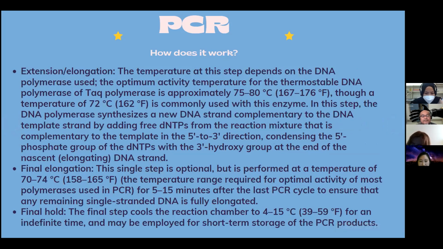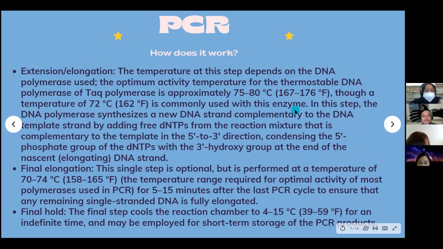The fourth step is extension. The temperature at this step is dependent on the DNA polymerase used. The optimum activity temperature for thermostable DNA polymerase is approximately 75 to 80 Celsius. A temperature of 72 Celsius is commonly used with the enzyme.